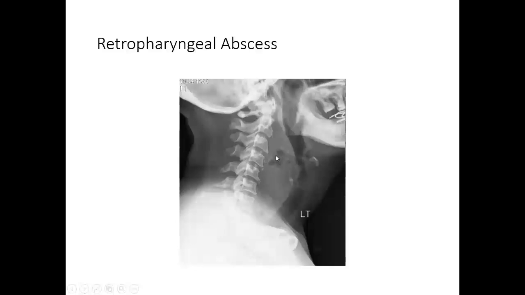For retropharyngeal abscess, the commonest cause is not a foreign body. The commonest cause in children is suppuration of lymph nodes in the posterior pharyngeal wall due to viral infections.